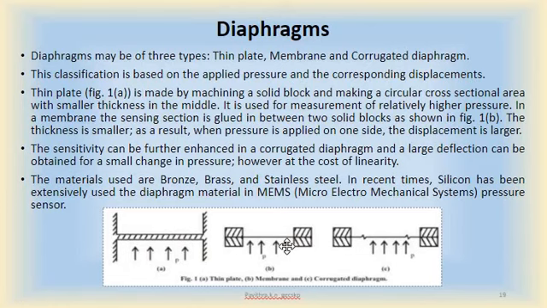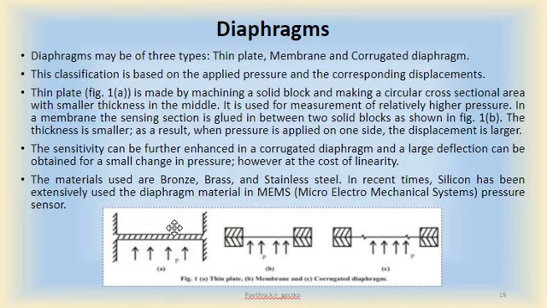And the sensitivity of this system can be further enhanced in a corrugated diaphragm. This figure shows the corrugated diaphragm, and here a large deflection can be obtained for even a small change in the pressure. This is the pressure input. For a very small input pressure itself, we can obtain a large output deflection. Therefore, the input pressure can be accurately recorded by determining the deflection output.